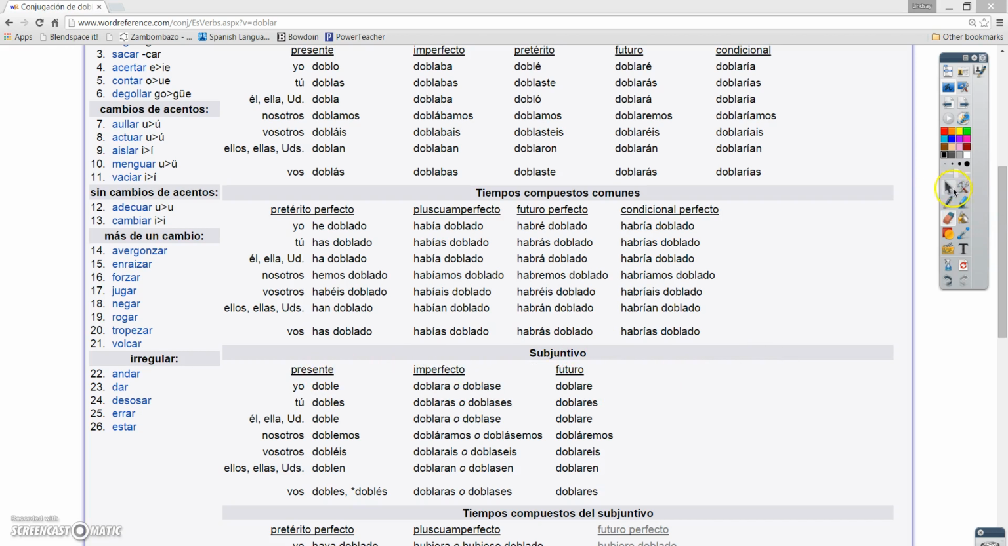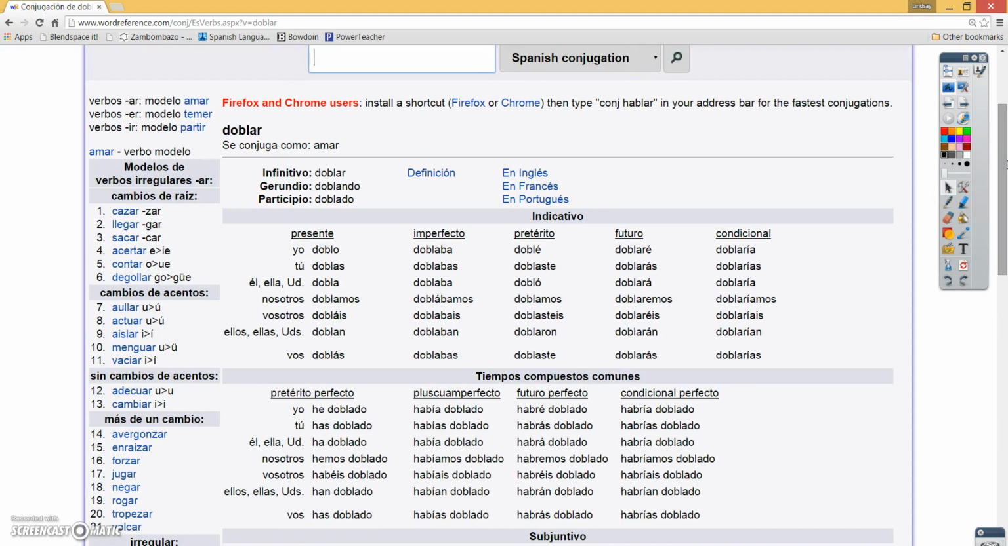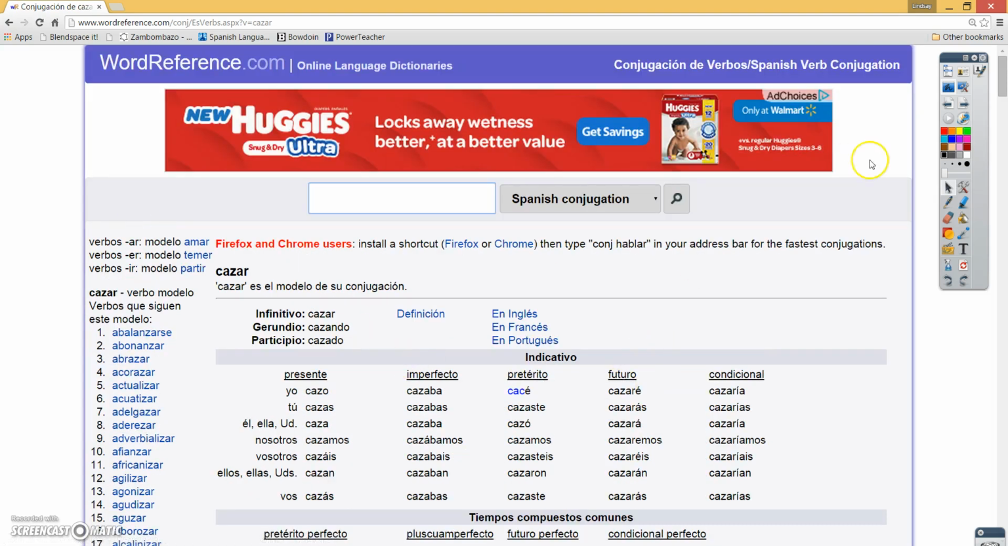Doblar is a regular verb, so none of these words are in a different color. However, if you typed a word like casar, which is irregular, the irregular conjugation would be in a different color. You can see that it shows up in blue because it's a car-gar-zar verb. So any irregular conjugation would show up in blue.